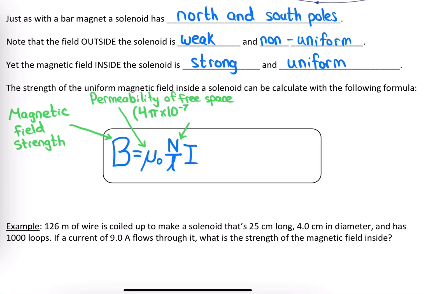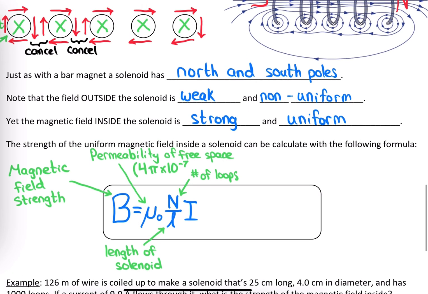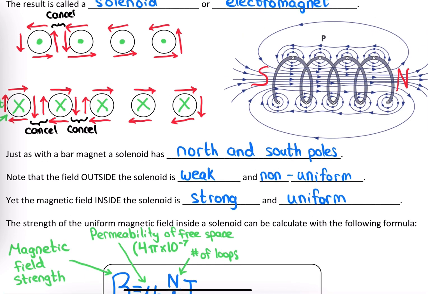Capital N, as I said, is the number of loops in my coil or my spiral. L is the length of the solenoid. By length of solenoid, this is worth sort of mentioning. I mean sort of from here to here.